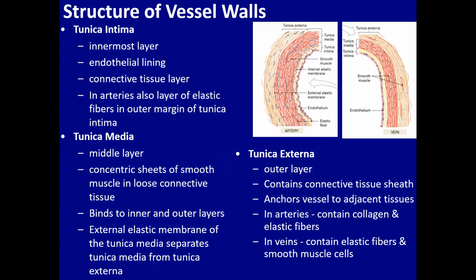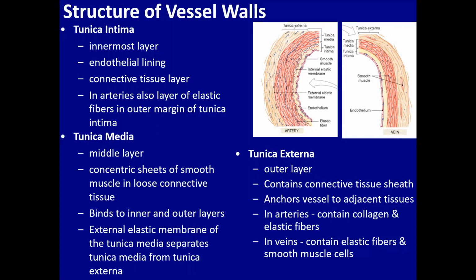When you look at vessels, either veins or arteries, there is the inner, the middle, and the external layers. The tunica intima is the innermost layer. It is an endothelial lining. It has connective tissue as well. If you look at the arteries compared to the veins, in arteries, there are also elastic fibers. The tunica intima in arteries is ruffled. As you can see in veins, it is actually straight.